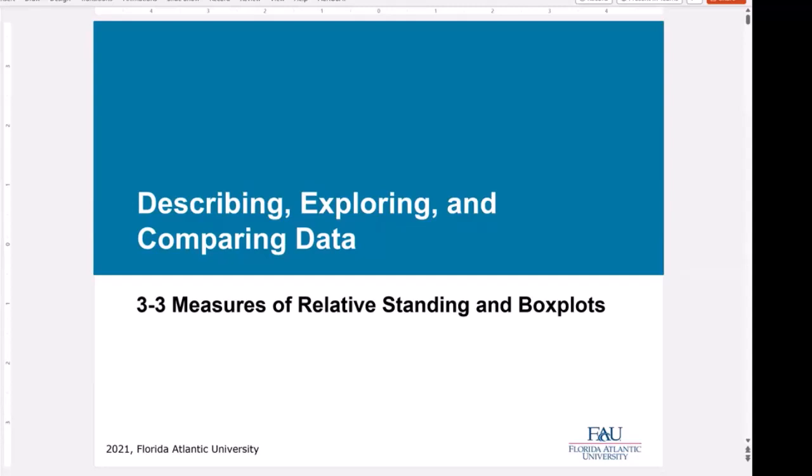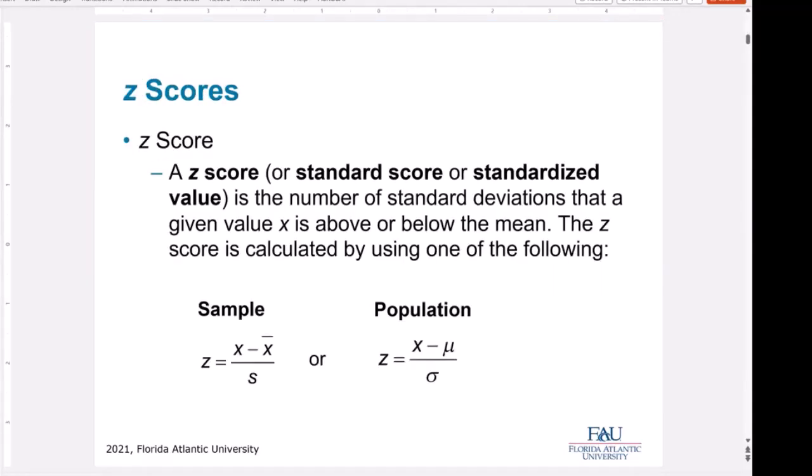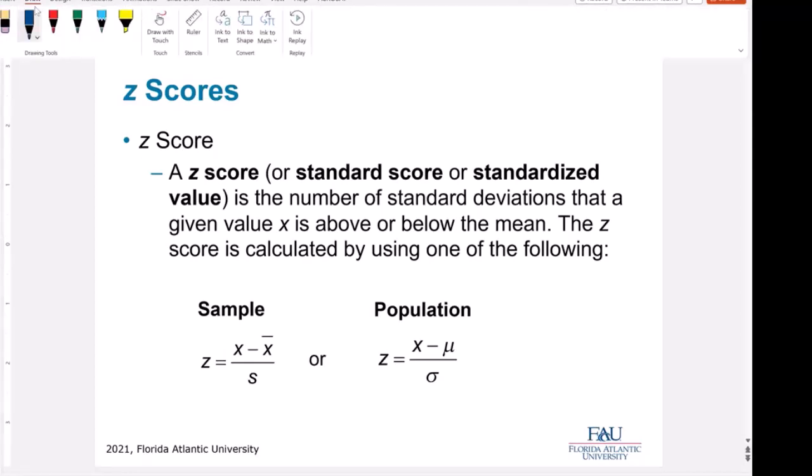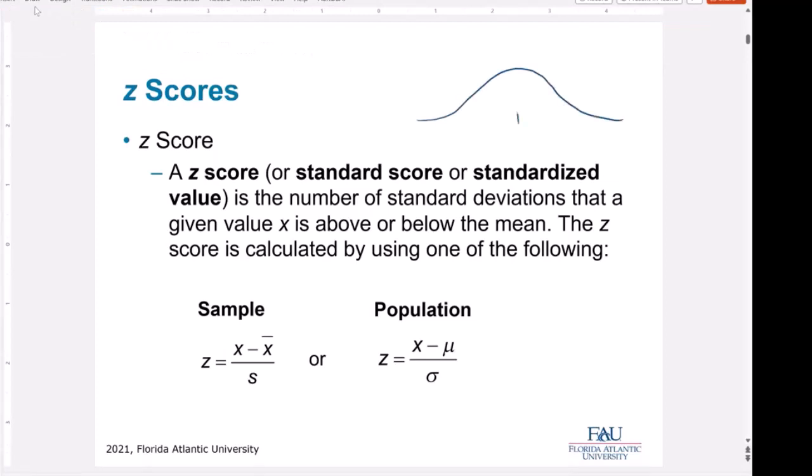Hi, everybody. Today we're going to talk about Section 3-3, Measures of Relative Standing and Box Plots. We have what's called a Z-score, and it's a score that we use to standardize all the values. When we do our bell curve, and we look at the middle, which remember is the mean, and we have one standard deviation, two standard deviations, three standard deviations on both sides, also, that is our Z-scores.